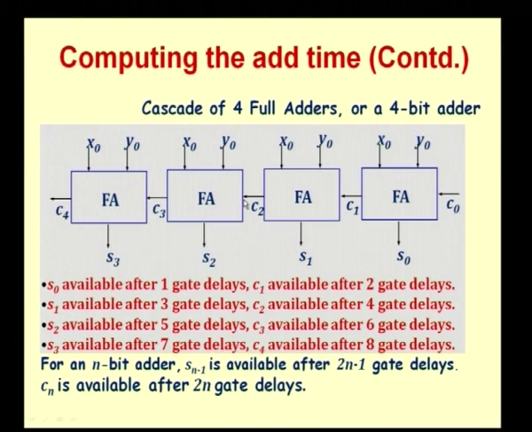Now, C2 being available only after 4 gate delays, the correct S2 value will be available after 5 gate delays and C3 value will be available after 6 gate delays. So, continuing like that, your S3 will be available after 7 gate delays and C4 will be available after 8 gate delays. So, you can see that for every stage, right, there is a 2 gate delay for the carry to ripple through. So, for an n bit adder, therefore, your Sn minus 1, that is the last sum bit that we have, will be available after 2n minus 1 gate delays, and the Cn, the last carry that we have, will be available after 2n gate delays, because remember there is a 2 gate delay for each of the full adders. Okay. So, this is a slow process. So, we need to be aware of the fact that this is a slow process.